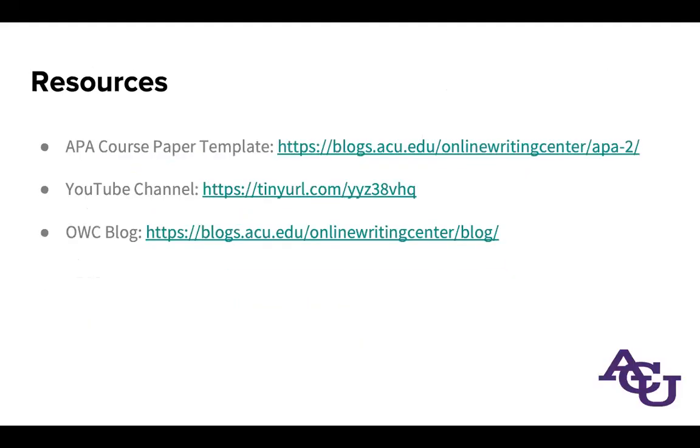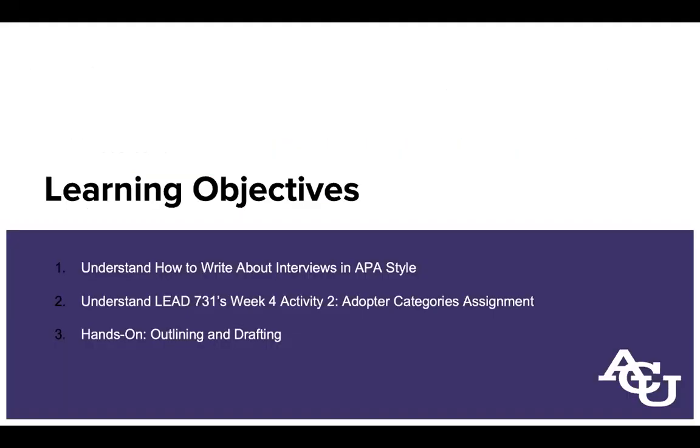All right, so we are going to be focusing on three things today. First, we're going to talk about how to write about interviews in APA style. Then we're going to look specifically at Leadership 731's Week 4, Activity 2, the Adopter Categories assignment. And then we're going to talk about how to go from the assignment parameters to outlining and drafting.